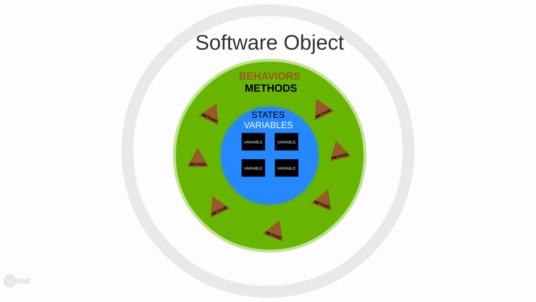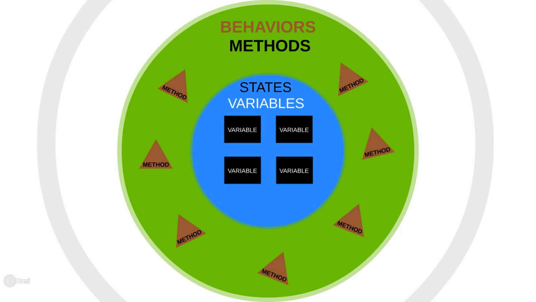Now let's look at a software object. Software objects are models of real-world objects, and similar to those, software objects also have behaviors and states. The behaviors of a software object are called methods, and the states of a software object are called variables. The variables are isolated from the outside world in something called encapsulation, so that you can only change and modify them using the predefined methods.